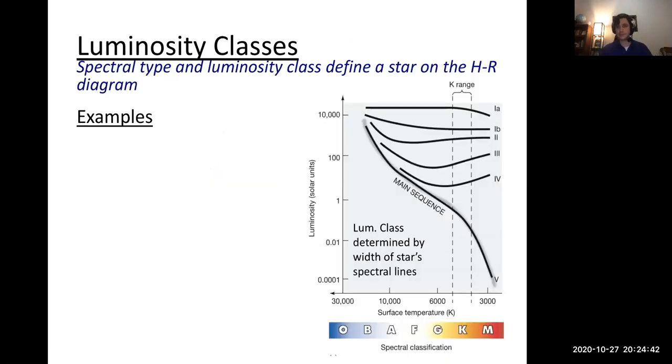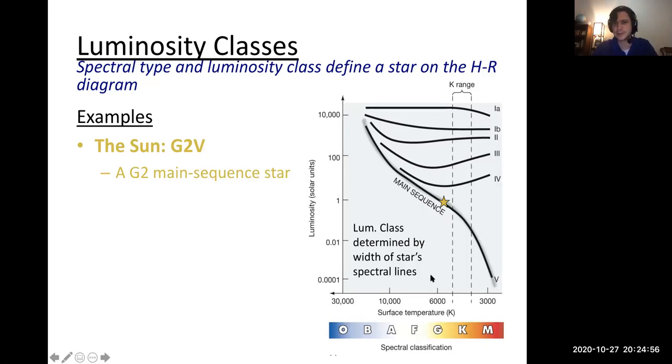So because now we can give a full classification of a star, a spectral class plus a luminosity class. So let's start with the sun. The sun is a main sequence star. It's fusing hydrogen into helium in its core. It's in the prime of its life. So the sun is on the main sequence at 5800 Kelvin and a luminosity of 1 solar luminosity. It is a main sequence star, so it's going to get the luminosity class of V, and its spectral class is G2. So the full classification of the sun is a G2V star. And that tells me it's a G2 main sequence star.